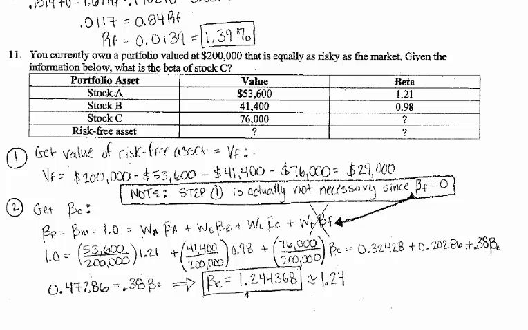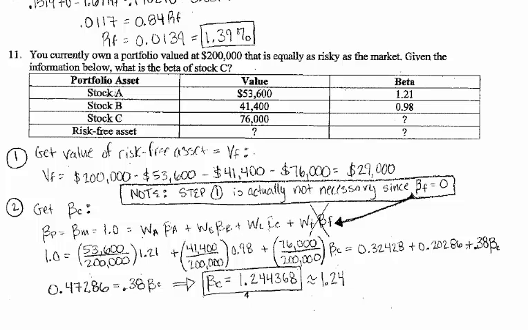You currently own a portfolio valued at $200,000 that is equally as risky as the market. Given the information below, what is the beta of stock C? So you look down at this graph and you're like, oh my gosh, I've got 3 unknown variables. What am I going to do? Well, let's take it through and see what we need to do.